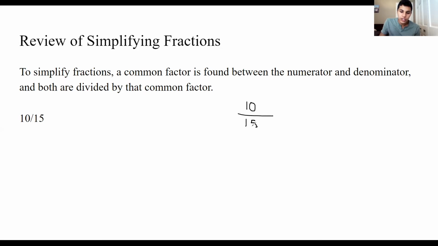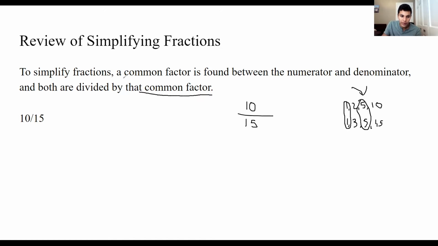To simplify 10 over 15, we have to divide both the top and the bottom by the same number, right? So we need to figure out a number that both 10 and 15 are divisible by. Well, 15 is divisible by 1, 3, 5, and 15. And 10 is divisible by 1, 2, 5, and 10. Of course, they have 1 in common, but dividing by 1 won't change our answer. But they also have 5 in common. So let's divide both the top and the bottom by 5.